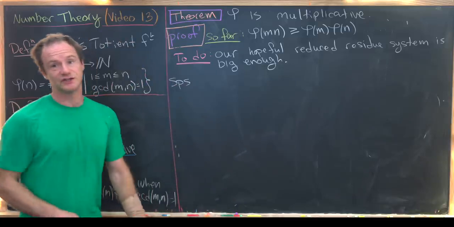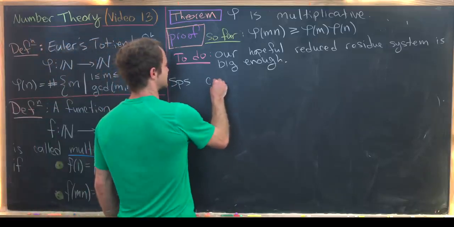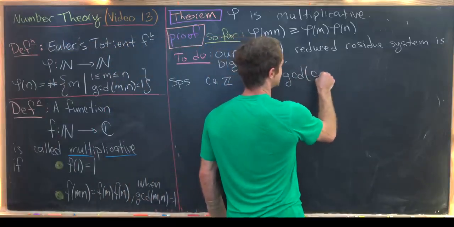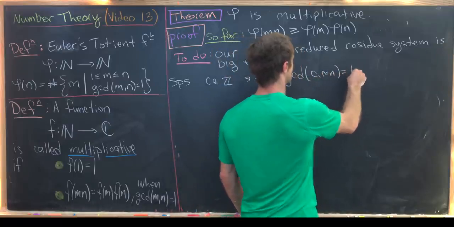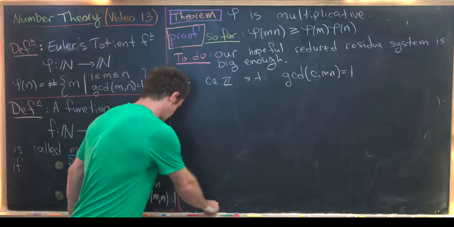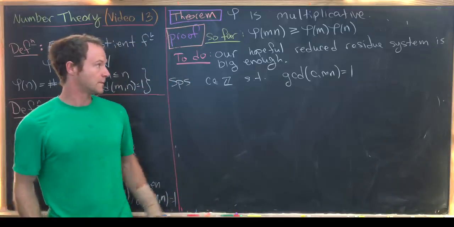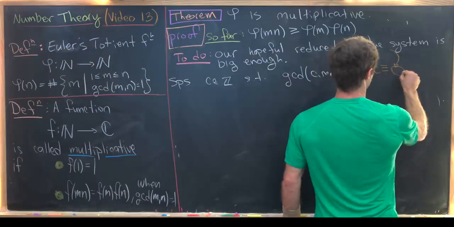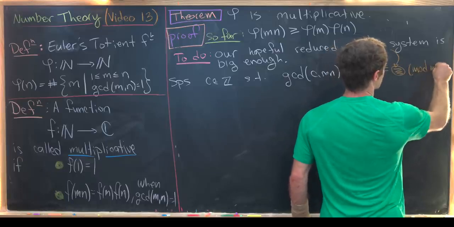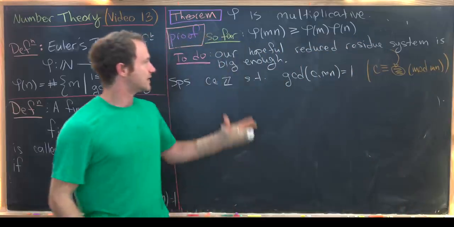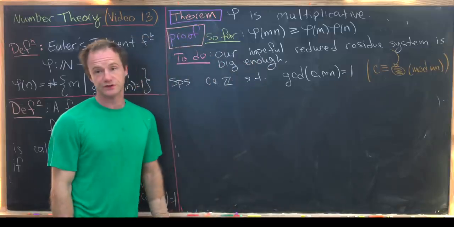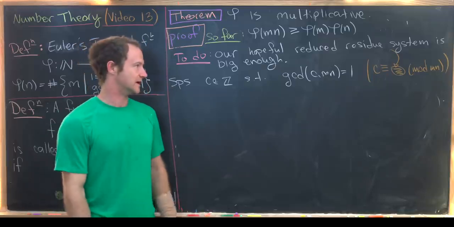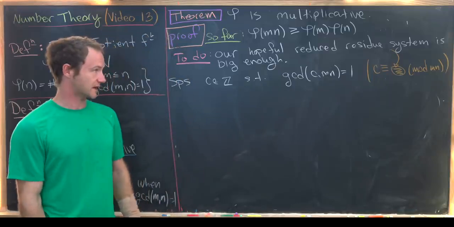So we're going to bring a new integer into the world. We'll call that c. So let's suppose c is an integer such that the GCD of c with m times n is equal to 1. So keeping in mind where we want to go, what we hope is that c is congruent to something from our would-be reduced residue system modulo mn. Because remember, our hopeful reduced residue system should have all possible residues that are relatively prime to mn, including this random one c that we just picked.